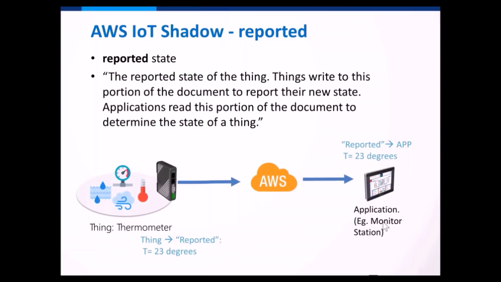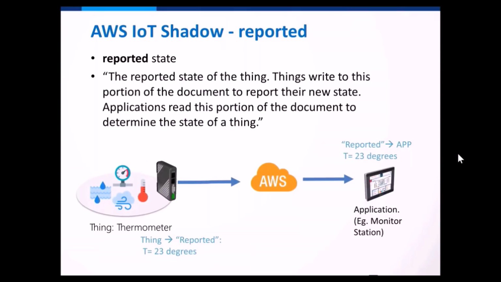Whereas on the other side, my screen application, the monitor station, is reading the reported data. So the data will go from the reported state of the AWS to the application. Okay, so you could take note of this direction of flow of the data, because that's where our settings in HMI will matter.